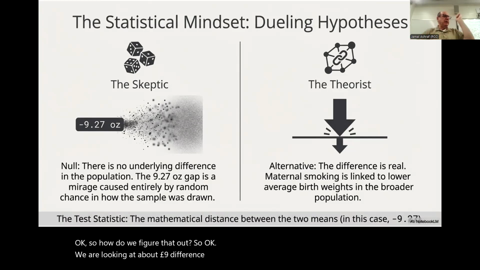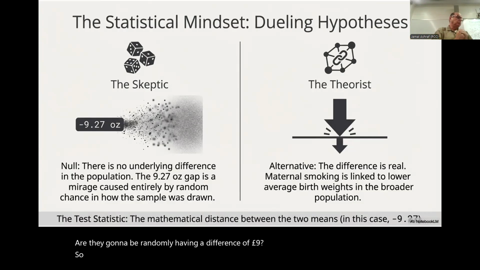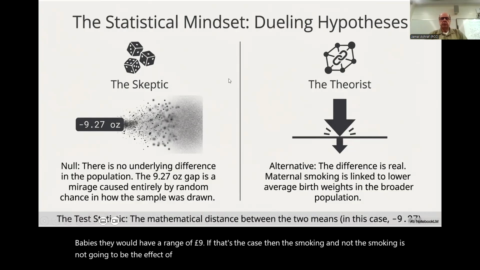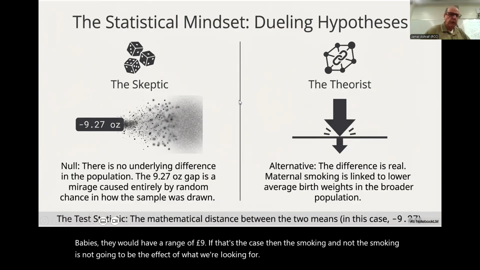What if we randomly pick children that are born? Are they going to randomly have a difference of 9 pounds? So the hypothesis is, if we have a sample and we randomly collect babies, they would have a range of 9 pounds. If that's the case, then smoking and not smoking is not going to be the effect we're looking for.